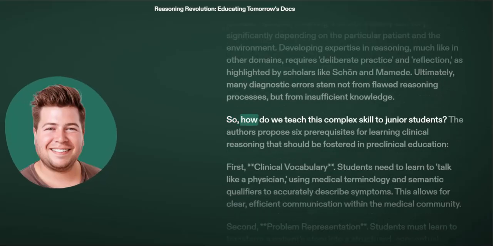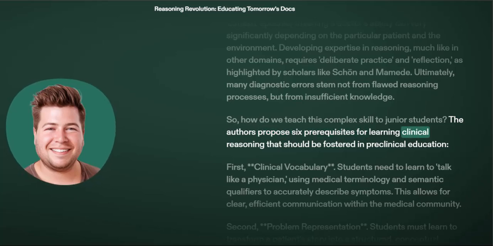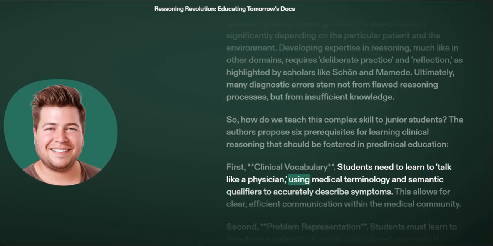So, how do we teach this complex skill to junior students? The authors propose six prerequisites for learning clinical reasoning that should be fostered in preclinical education. First, clinical vocabulary. Students need to learn to talk like a physician, using medical terminology and semantic qualifiers to accurately describe symptoms.